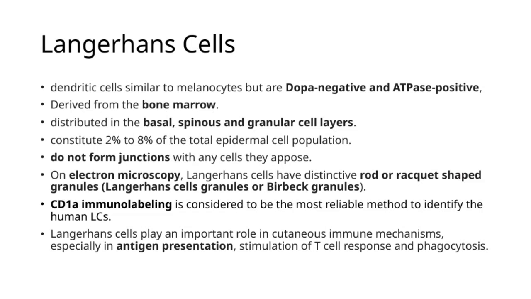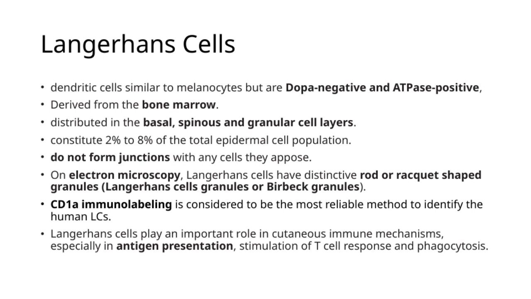Langerhans cells are quite interesting because they resemble melanocytes in some ways, but there are key differences. For example, they are dopa-negative, meaning they don't produce melanin, but they are ATPase positive, which helps us identify them through specific staining techniques.